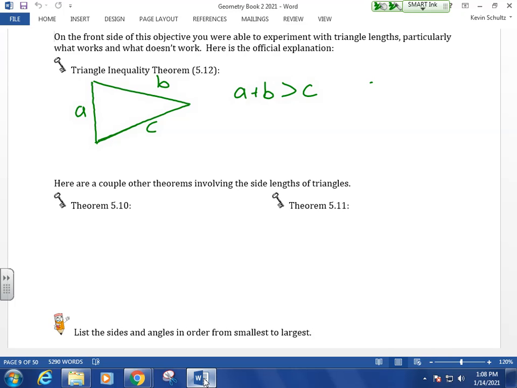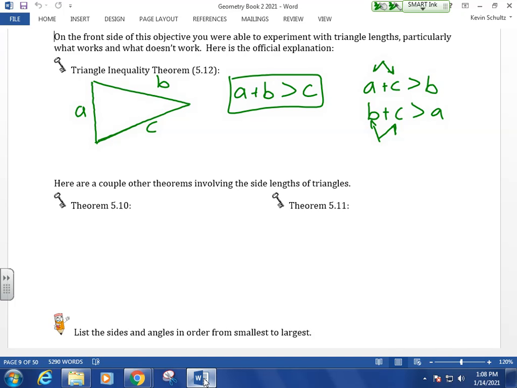The other two parts are that side A plus side C will be greater than side B, and side B plus side C will be greater than side A. But if you just make side C the longest side, then you only have to test if the shorter two add up to be longer than the longest side. Because obviously, if the shorter two add to be greater than the longest side, then if you add a short side and a long side together, which is what we're doing here and here, then obviously it's going to add up to be greater than the other short side. So you just want to remember one of these inequalities: the sum of the two shorter sides must be greater than the third side.